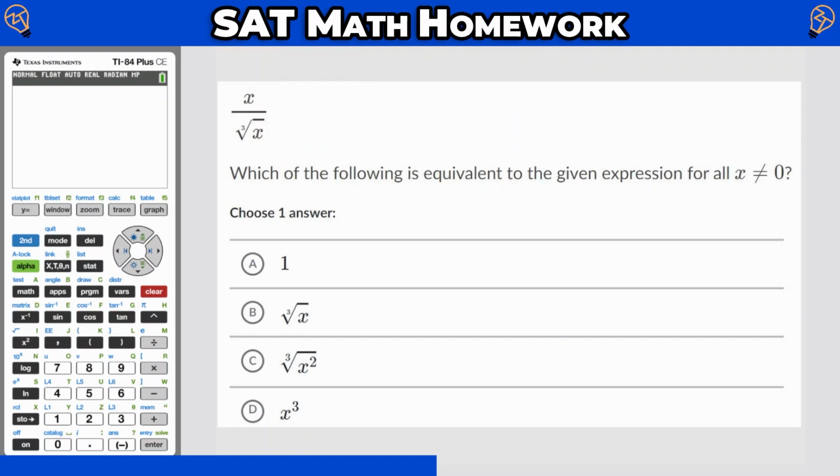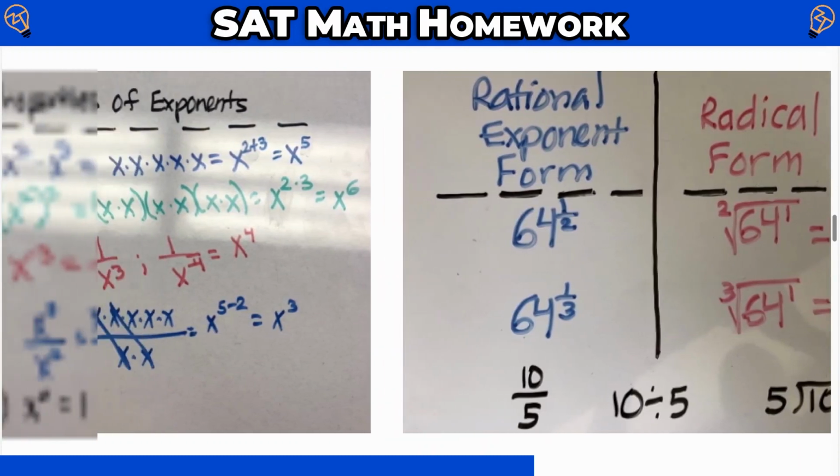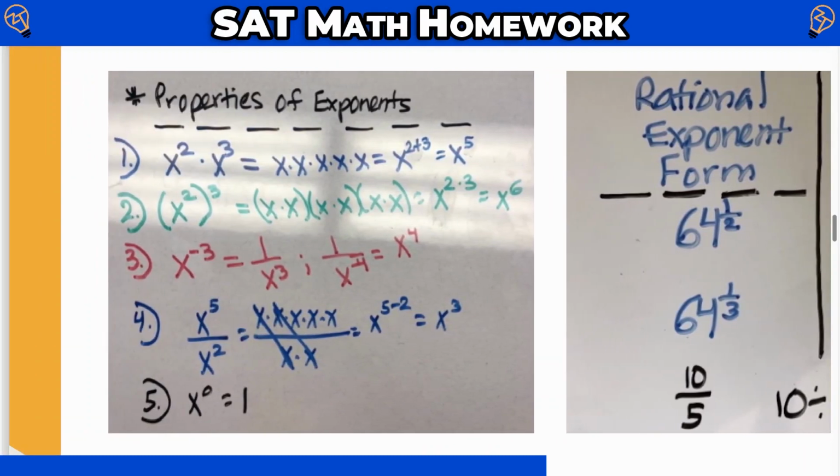So let's go ahead and take the denominator and rewrite it as x to the 1/3. And then the numerator is just x to the first, because if there isn't a written exponent, it's assumed to be a 1. So now we have to go to our properties of exponents, which is actually right next to the radical versus rational exponent form.